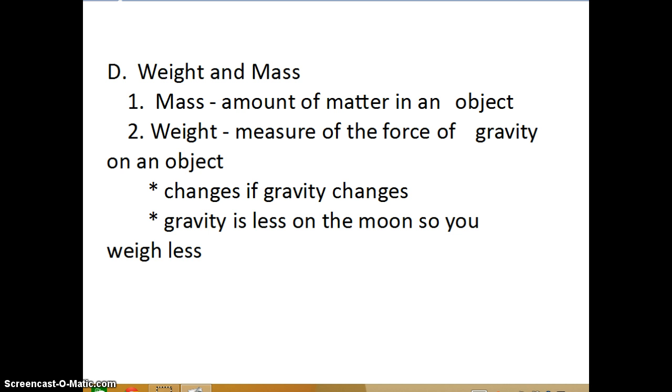Weight and mass. Mass is the amount of matter in an object, whereas weight is a measure of the force of gravity on an object. Weight changes if gravity changes, whereas mass does not. So gravity is less on the moon, so you weigh less, but your mass will always stay the same no matter where you are.